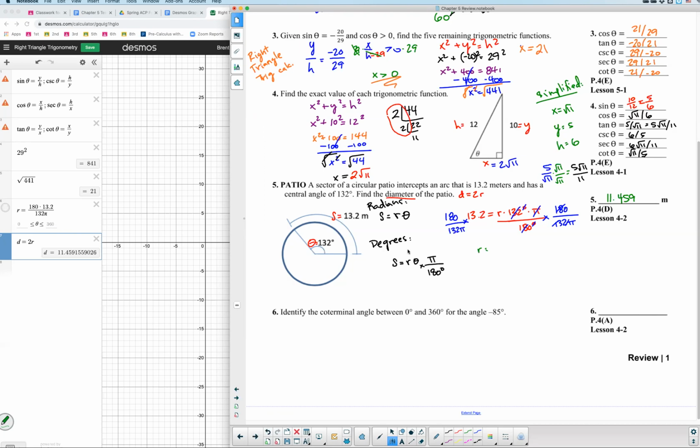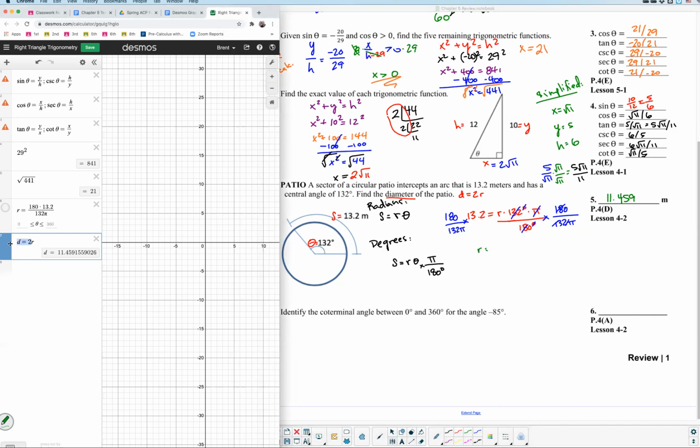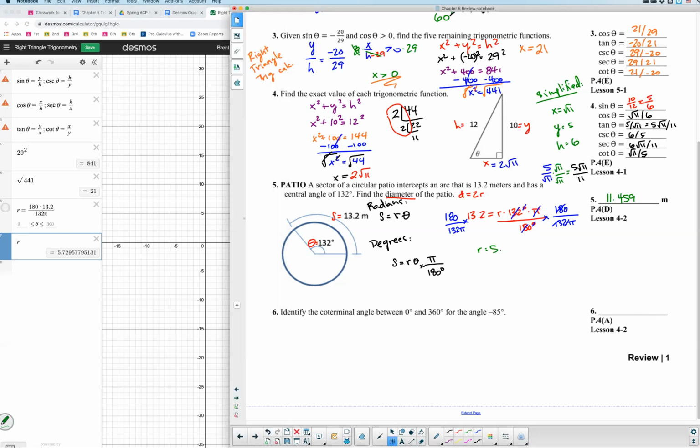So that was my r. What was r just as decimal? Let me see what that is as a decimal, just for the sake of notes. It was 5.7296, I'll say that, rounded. Okay, and so d equals 2 times the r. And so that's how we got our diameter right there.